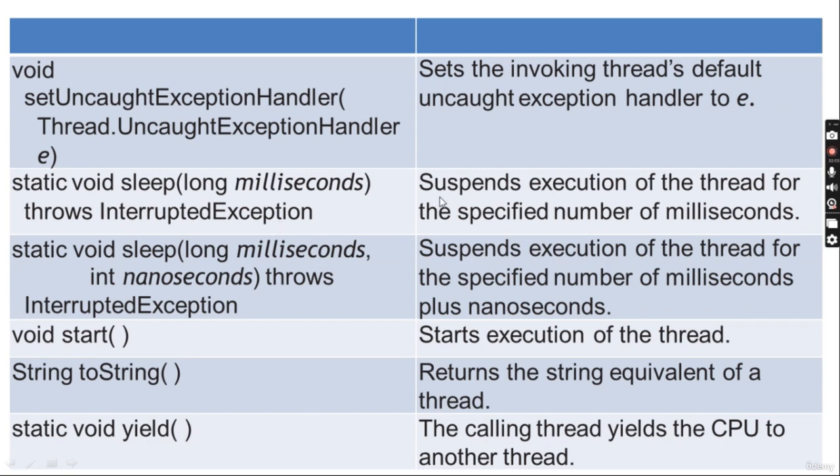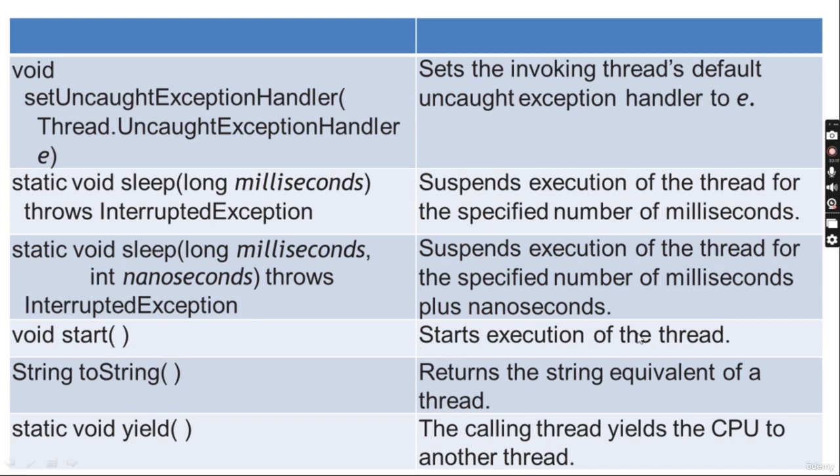static void sleep(long milliseconds) throws InterruptedException. This is also an important method. We have already seen it. It suspends the execution of the thread for the specified number of milliseconds. Before understanding join and why we use join, we understood the sleep method. static void sleep(long milliseconds, int nanoseconds) throws InterruptedException suspends the execution of the thread for the specified number of milliseconds plus nanoseconds.